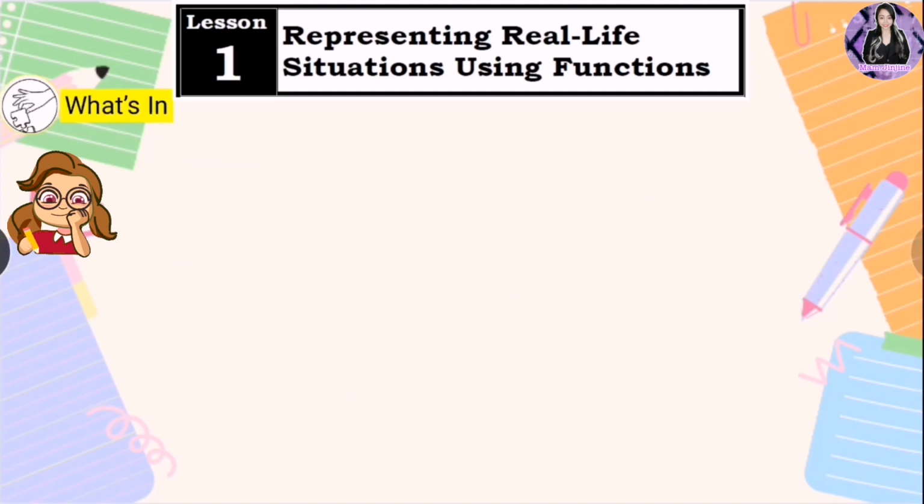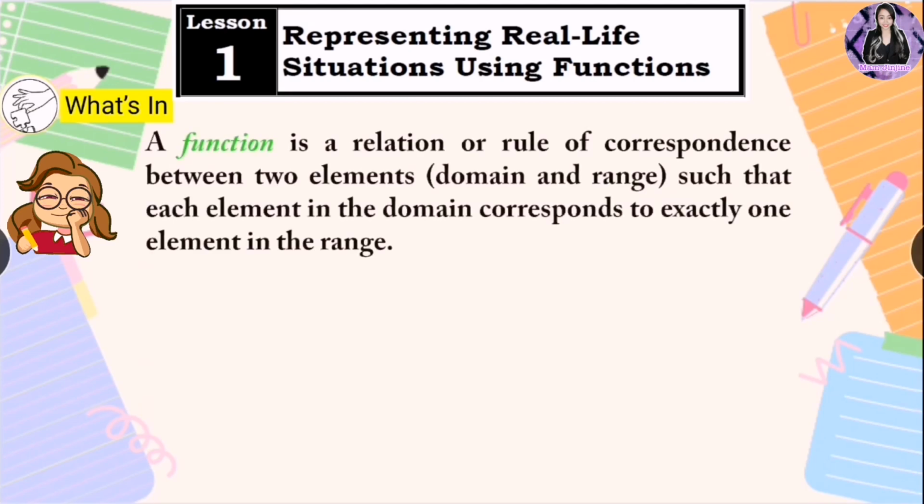Alright, let's move on to a function. A function is a relation or rule of correspondence between two elements such that each element in the domain corresponds to exactly one element in the range. Take note of this: each element in the domain corresponds to exactly one element in the range, meaning the first element or the domain must not be repeated.